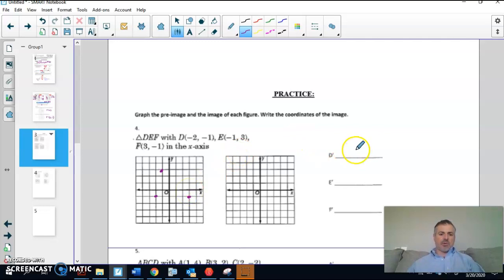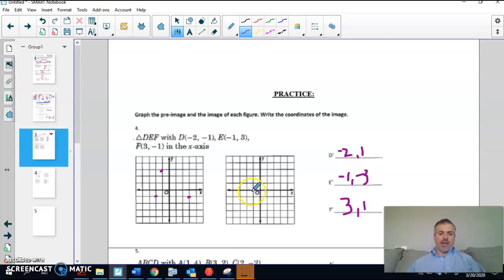So now I'm going to come up with the ordered pairs, and I'm not going to use the graph. I'm just going to use the rule. So again, if I reflect it over the x-axis, that's this one. Remember, the y values are going to change. So this stays the same, -2. And what changes is the sign of the y value. So this would become +1. So again, E would be -1, -3. And then finally I have 3, +1.